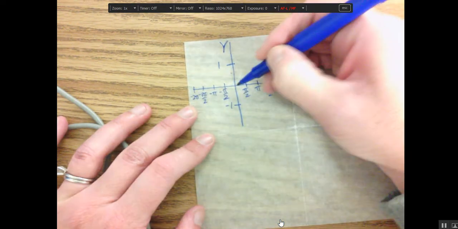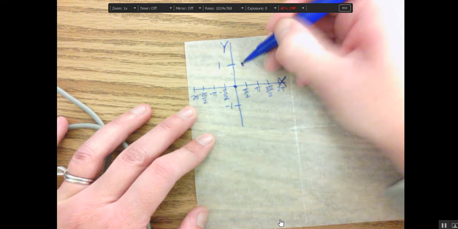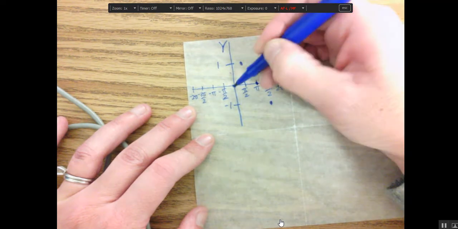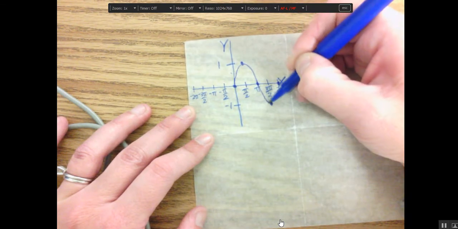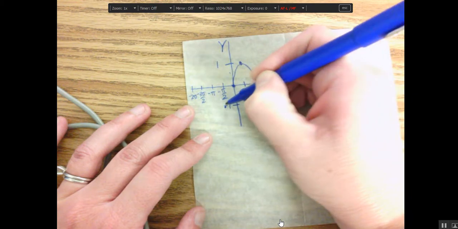Okay, so sine starts at 0, 0, up, midline, down, midline. So that's one period of sine. And then follow the pattern backwards. That's negative 1.